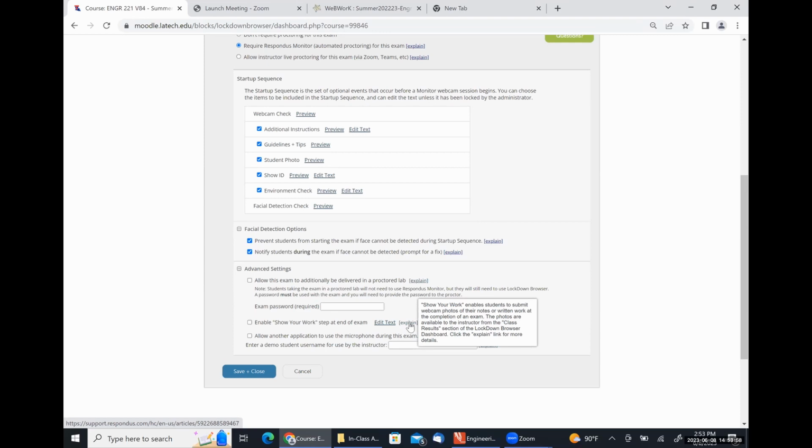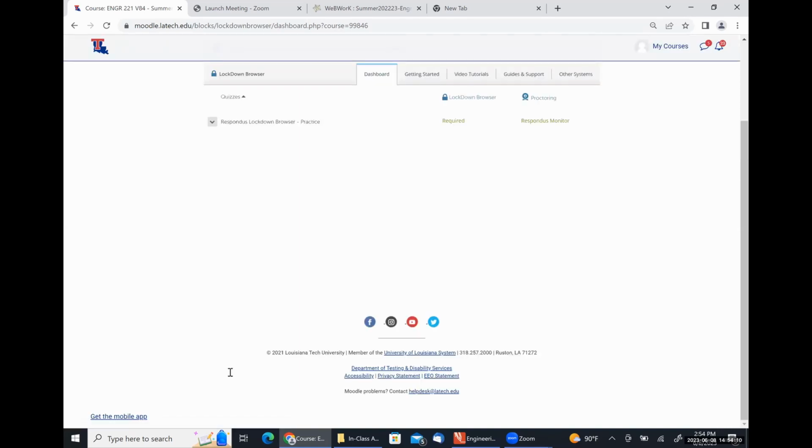I'm effectively already having you guys do this show your work thing by submitting your work to me digitally, so I'm not going to enable that yet. So it should be configured correctly that it'll make you download Respondus, go through all of the exact same steps that you're going to be asked to go through when you take one of your real exams and all that kind of good stuff.